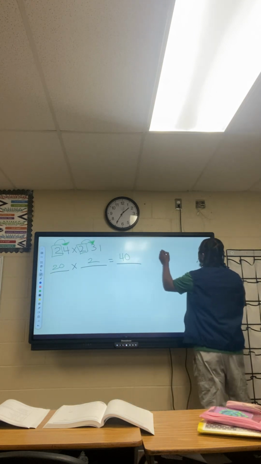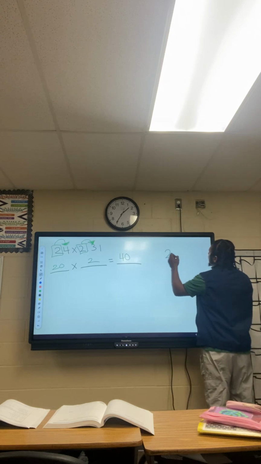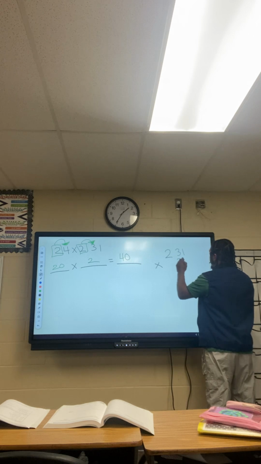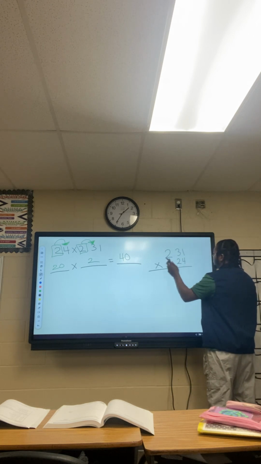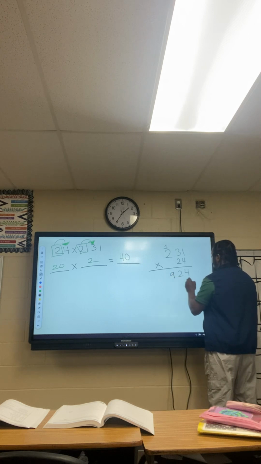So we'll put the number with the more digits on top and put our 24 down below. Got to make sure you line it up. So our first step is to take the 4 and multiply by everything you see up top. So we have 4 times 1, 4 times 3, 4 times 2, which is 8, plus 1 is 9. Our next step is to add a 0 spacer.